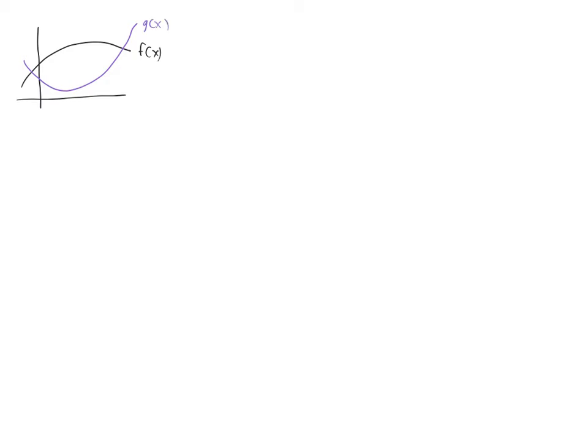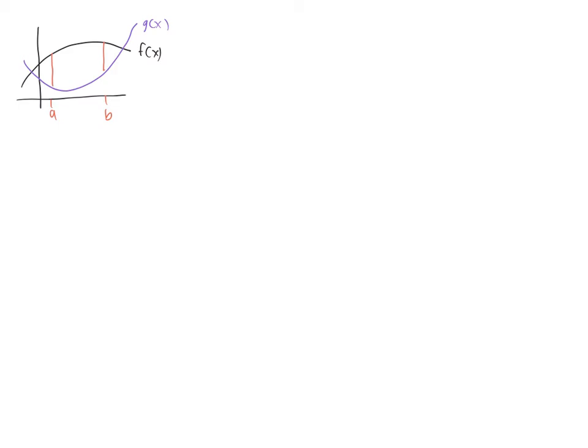Here's your g of x. And between a and b, f of x is bigger than g of x. And we need to balance this thing in the x direction and then balance this thing in the y direction.